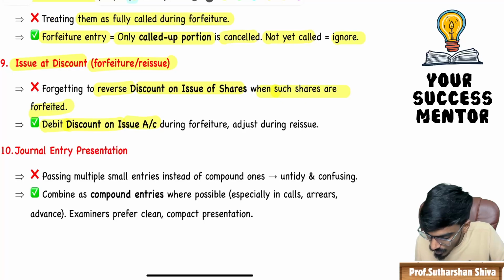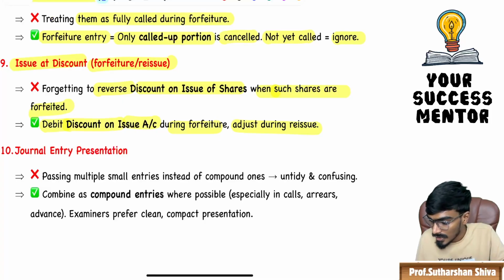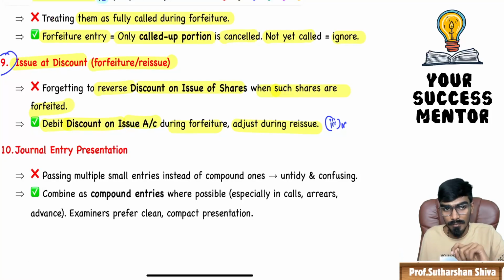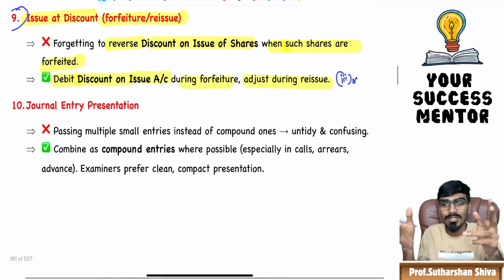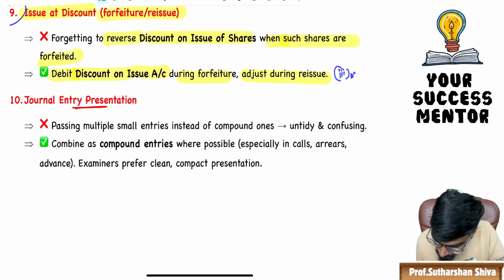Debit the discount on issue account during the forfeiture and adjust it during the reissue; that should be happening. With respect to that third point, I said case 3, the third point you should ignore. Because of that only this 9th note came. If you have some time, you can discuss that question. Then, journal entry presentation.